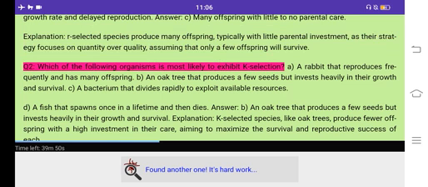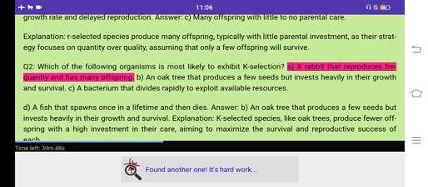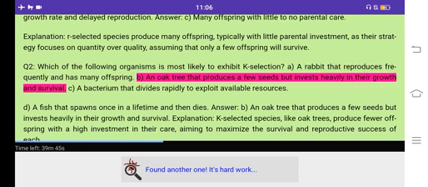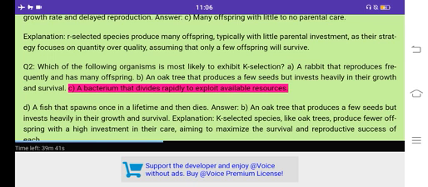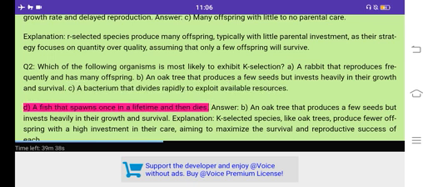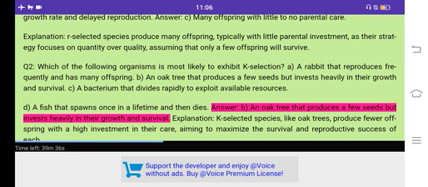Q2. Which of the following organisms is most likely to exhibit K selection? A. A rabbit that reproduces frequently and has many offspring. B. An oak tree that produces a few seeds but invests heavily in their growth and survival. C. A bacterium that divides rapidly to exploit available resources. D. A fish that spawns once in a lifetime and then dies. Answer. B. An oak tree that produces a few seeds but invests heavily in their growth and survival.